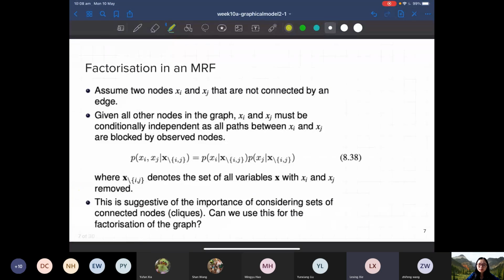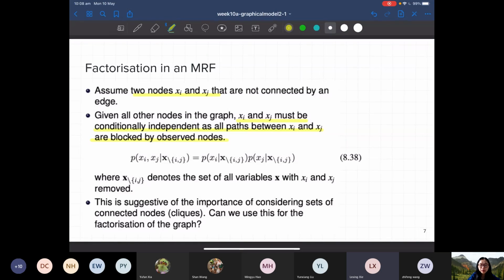So what does this definition mean? We've been reading about sets, but what we're really saying is any pair of nodes in the two sets we're talking about. If we have two nodes, xi and xj, that are not directly connected by an edge, and they fall into the sets A and B we talk about, then given all the other nodes in the graph, xi and xj must be conditionally independent, as all paths between xi and xj are blocked by those observed nodes.